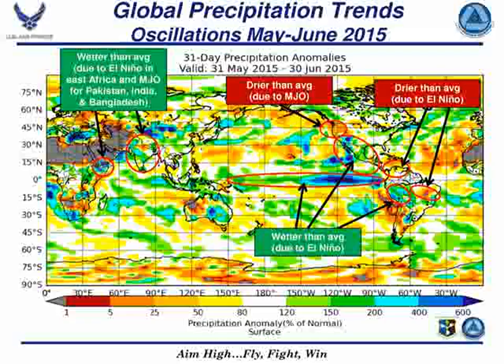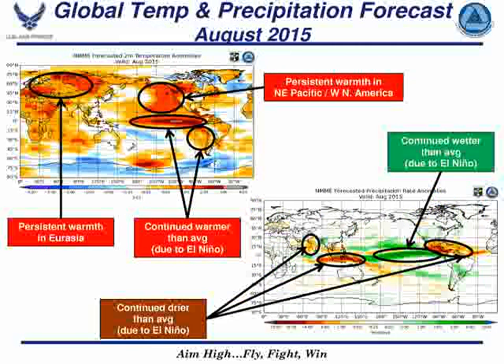Now that we have reviewed current global conditions, let's look to see what is in store for the future. For August, look for continued warmer than average conditions over much of the globe. Expect persistent warmth in Eurasia and above average temperatures off the west coast of South America into the Pacific. Also expect persistent warmth in the northeast Pacific.